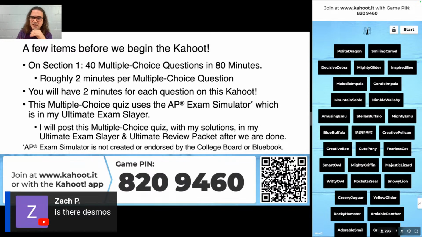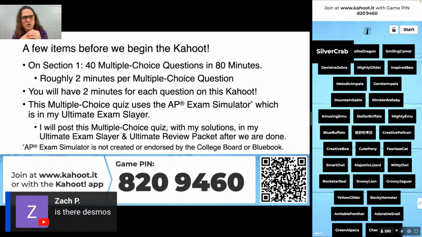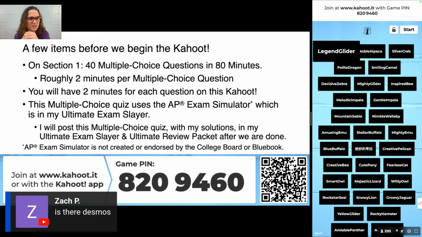I do have another question here. Is there Desmos? I'm not going to have Desmos here. I can't do that for you. But yes, in Blue Book, there will be a version of Desmos that you can use.